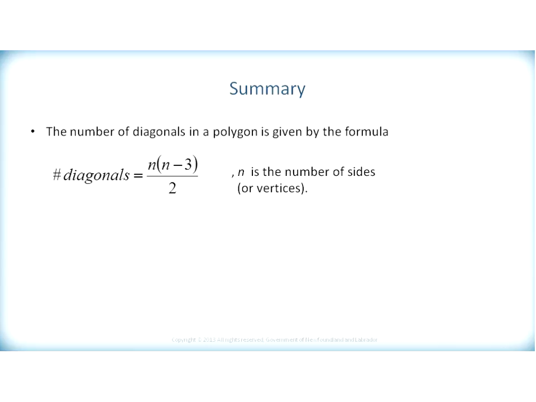So to summarize, again, the number of diagonals in a polygon is given by the following formula. The number of diagonals is equal to n times n minus 3, all divided by 2. And n is the number of sides or vertices.